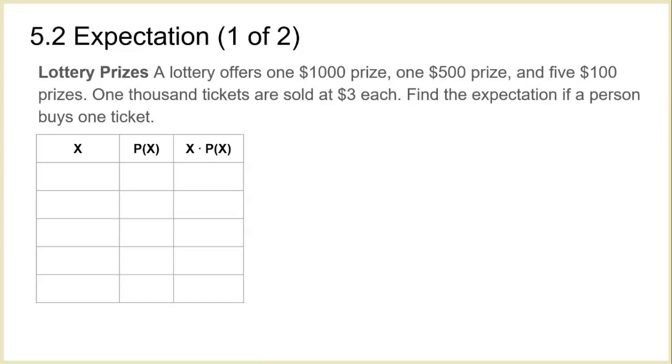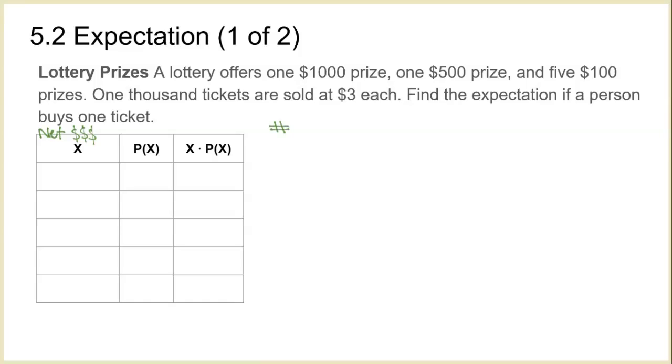So in this case, since we want to find the expectation if a person buys a ticket, then our value of X is going to represent not really profit, but more or less a net gain. So if you buy a lottery ticket at $3 each and you win a prize, what is your net gain that you get from that prize? So for instance, those are our net gain.